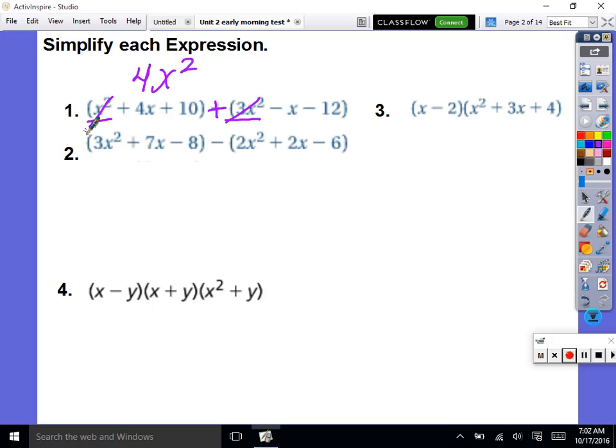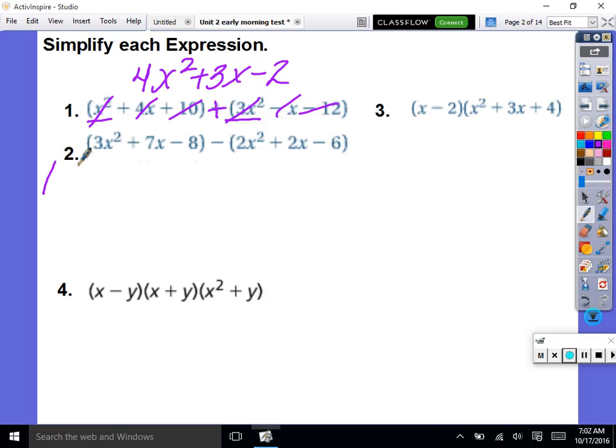4x plus negative x, that's the same thing as 4x minus x, right? Which is positive 3x, yeah? Cross them out so you don't miss anything. Positive 10 plus negative 12 is negative 2. Cross them out. I've got everything. Everybody good with addition? That one's an easy one.